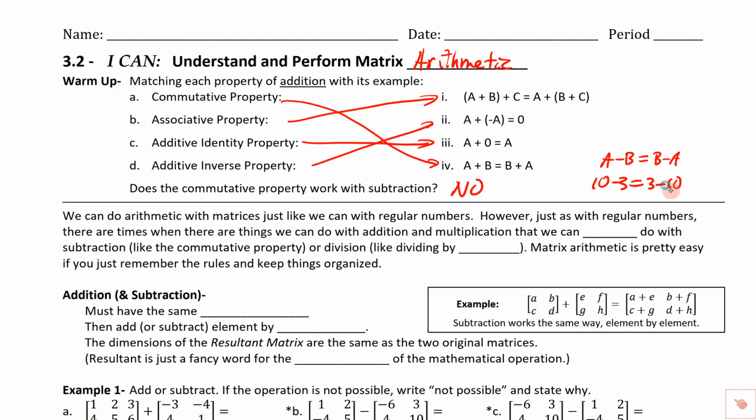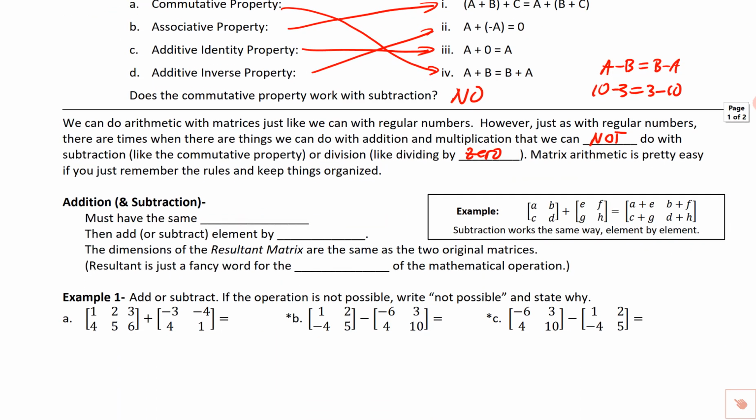Now, we can do arithmetic with matrices just like we can with regular numbers, but we've got to pay attention to some things, because just like with regular numbers, there are things that we can do with addition and multiplication that we cannot do with subtraction, like the commutative property, or division. Keep in mind there are problems with division also, like dividing by 0. So we've got to be much more careful with subtraction and division than we do with addition and multiplication. So matrix arithmetic is pretty easy. We've just got to remember a couple of rules, and we've got to keep things organized.